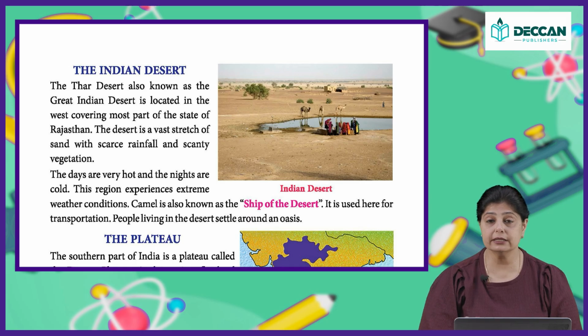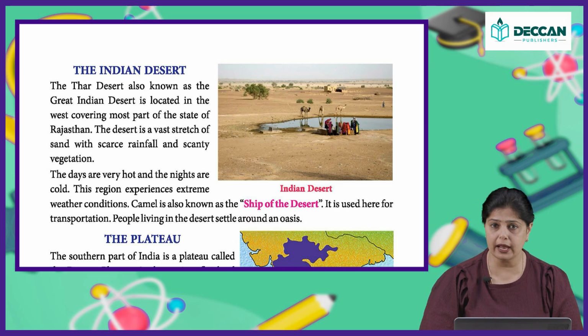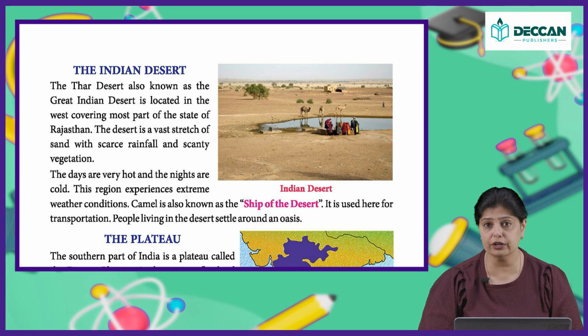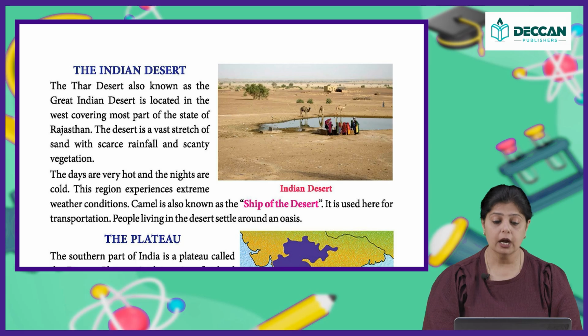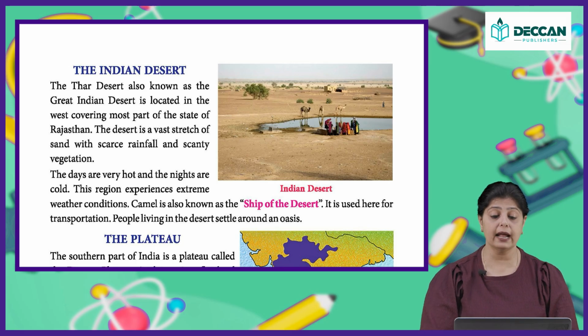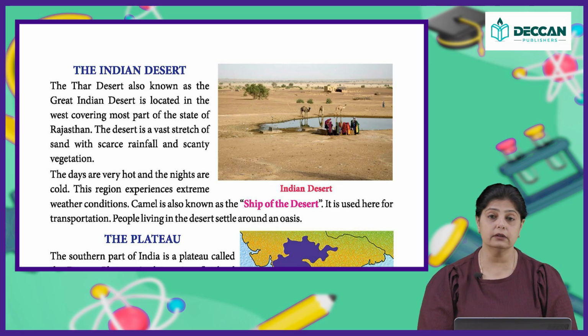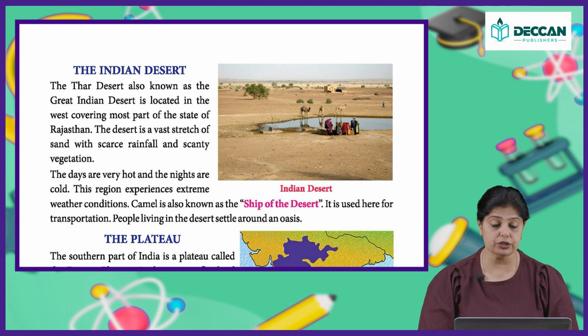So the desert is a sandy area, and that is the reason why the rainfall is less. In the desert areas, there is very little rainfall. You can say no or very little rainfall happens in that area, and that is the reason why the conditions are not favorable for growing crops as such. So the vegetation, or the agricultural part of it, is very less. The days are very hot, and the nights are cold in the desert area. This region experiences extreme weather conditions.